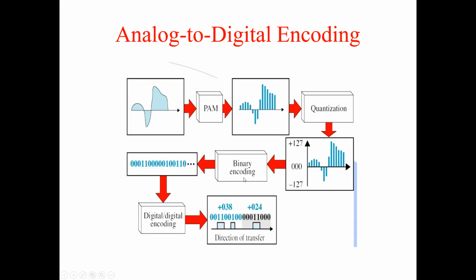The next step is binary encoding. What happens in binary encoding? We are converting the data into the 0 1 format. So that is the binary encoding. On this data, we then apply the digital encoding technique for transmission purposes.